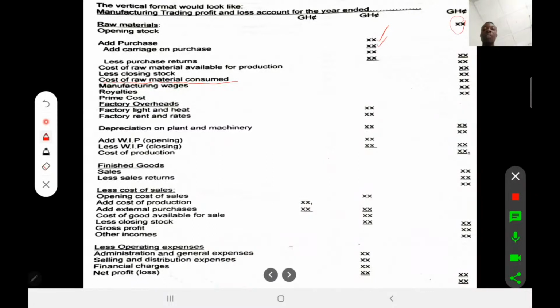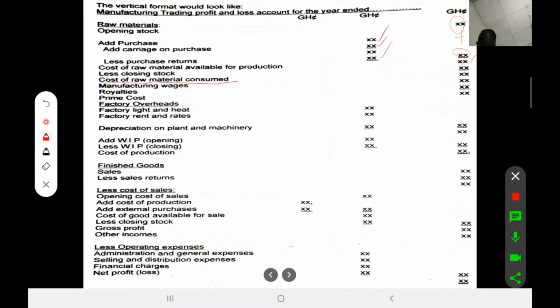And then if there were any returns based on defects on the materials, you also return them. You less the purchase returns from the summation of the purchases and the carriage on raw materials. And then at the end of the day, you result in your net purchases. You add your net purchases to your opening stock, and you get your cost of raw material available for production. And then you less any closing stock. If you were not able to use all the raw materials, you less the closing stock, and you get to know your cost of raw material consumed.